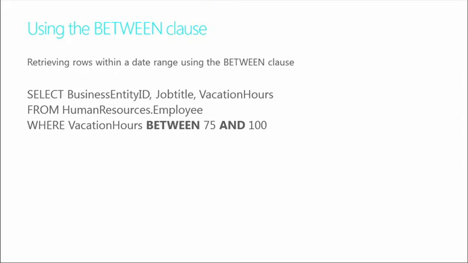The between clause, instead of specifying the ands, is for when I want to specify between a certain date range or between certain vacation hours in this case, very similar syntax. Select the column names from the employee table where vacation hours is between 75 and 100. Now I could have said where vacation hours is greater than or equal to 75 and vacation hours is less than or equal to 100. That would have worked, but this is a between. This makes it a little bit simpler.